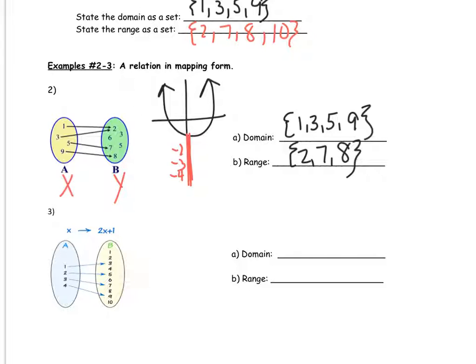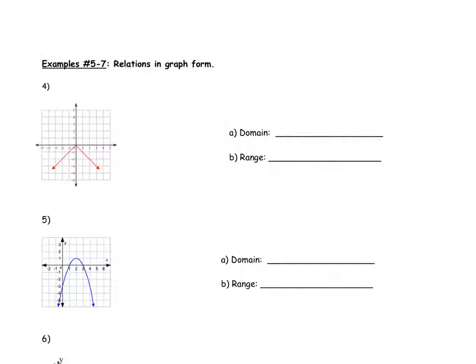Okay, why don't you see if you could try example number 3. Pause the video and then check your answer. Okay, for your domain, you should have gotten 1, 2, 3, and 4. And for your range, you should have gotten 3, 5, 7, and 9. Okay, let's move on to the next page.